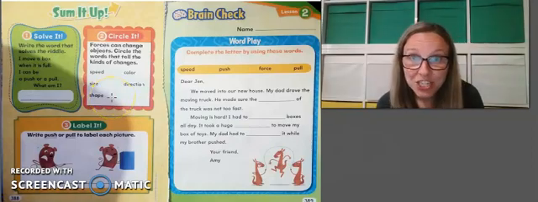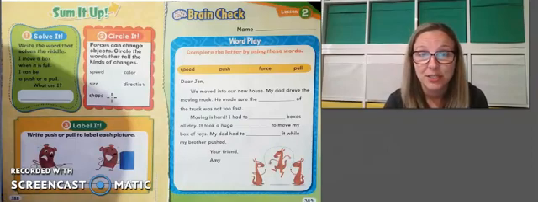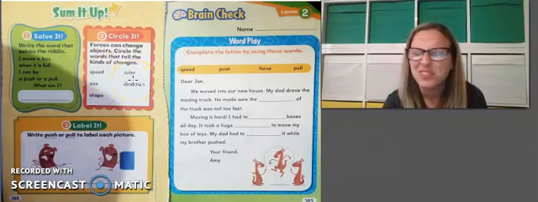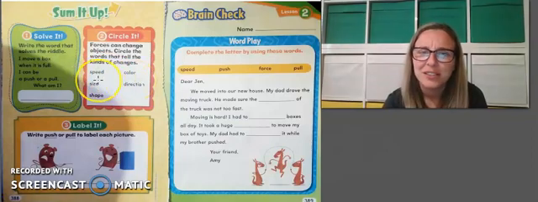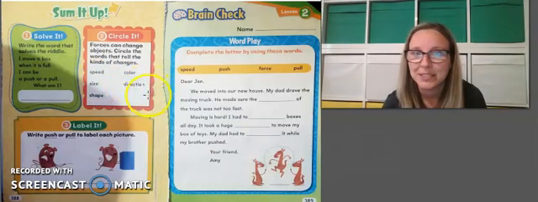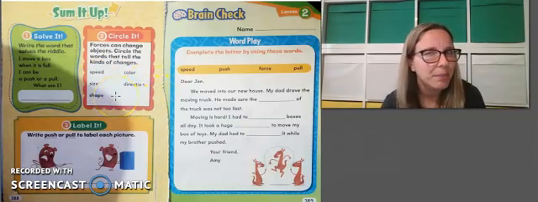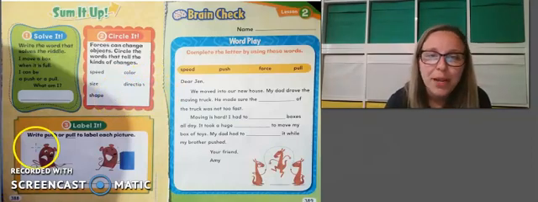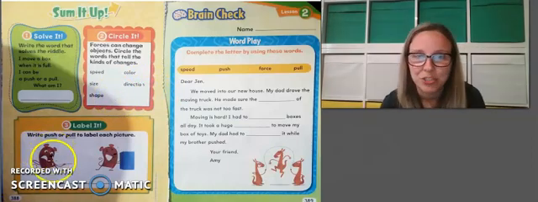Two, forces can change objects. Circle the words that tell the kinds of changes. They can change speed. Can they change the color? No, a force won't change the color. Can they change the size? No. Can they change the direction? Yeah, they can change which way it's going. Can they change the shape? No. So write push or pull to label each picture.